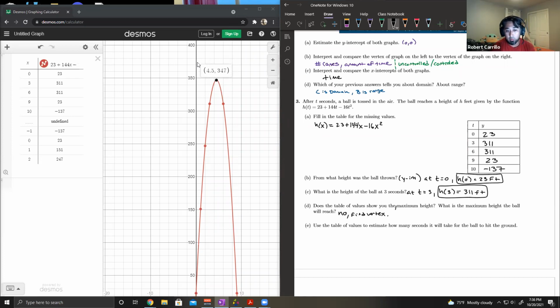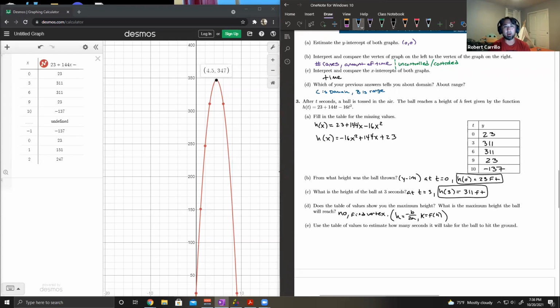Because remember, whenever you see the words maximum height, that means you're looking for the vertex. In order to find that vertex, we need to use the formula h equals negative b over 2a and k equals f of h. So looking at this equation, let me rewrite it in order, highest power first: negative 16x squared plus 144x plus 23.